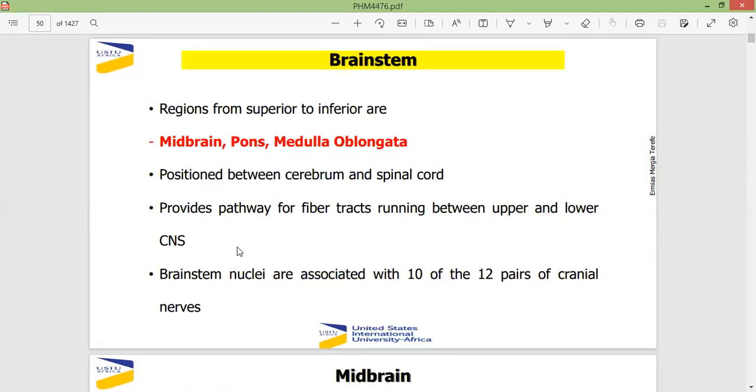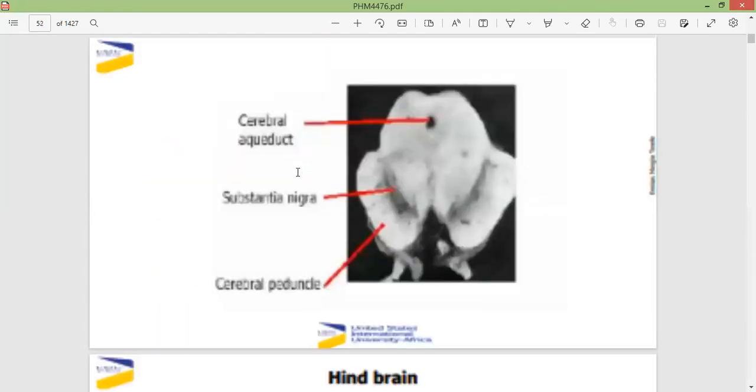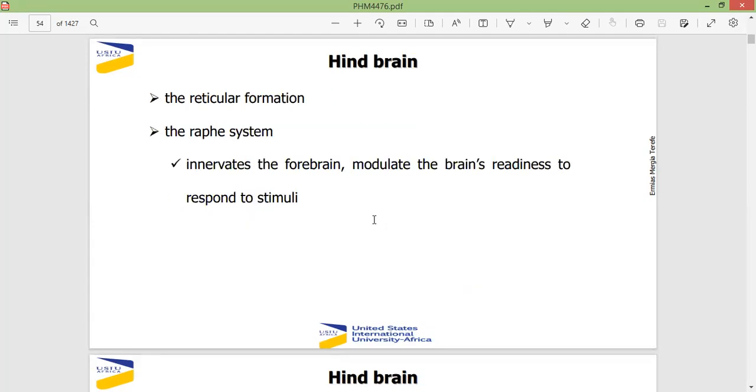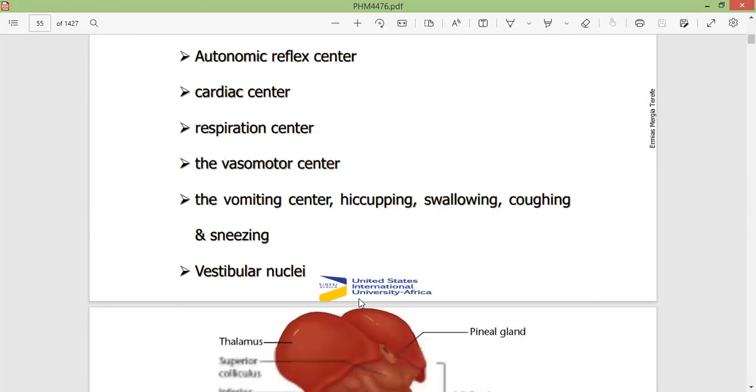The brainstem, we discussed it in detail in the other discussion, about the midbrain, the pons, and the medulla. The autonomic nervous system, especially, we'll see housed here at the medulla oblongata. Things such as breathing and heart rate will all be controlled here: the cardiac center, respiration center, vasomotor center, the vomiting center, hiccuping, swallowing, coughing.